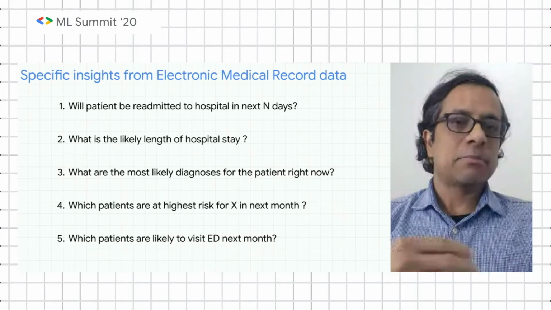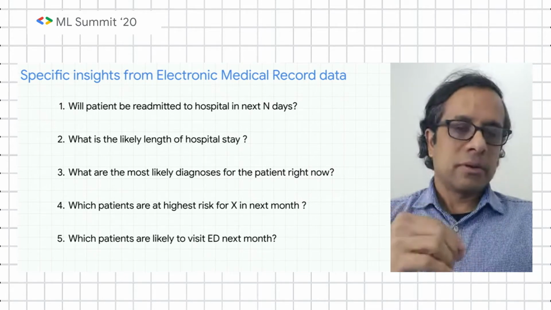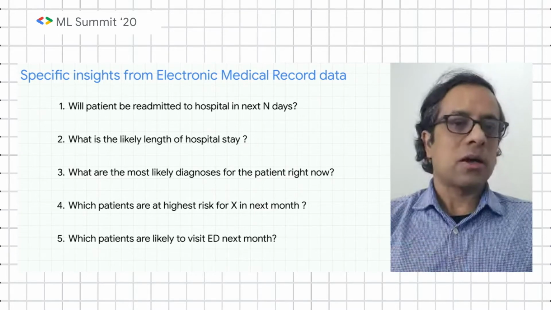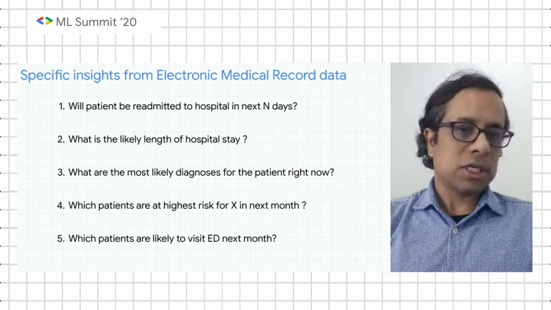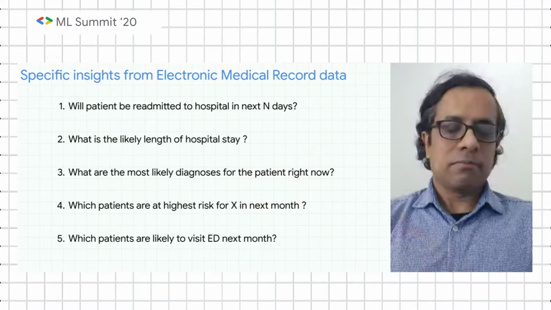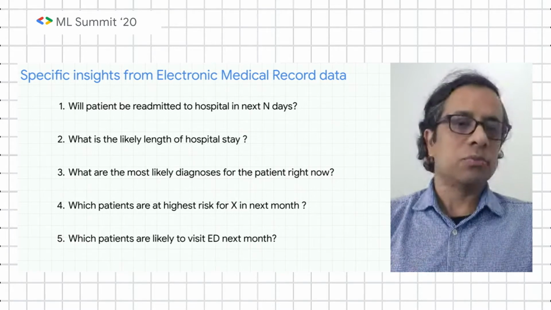There are some examples here that people are already doing out of electronic medical records. For example, predicting length of stay so that administrators can better manage their hospital system, or clinicians can better care for their patients. And there are a variety of other things, like who is likely to visit the ED next month, and what can I do now to prevent that?